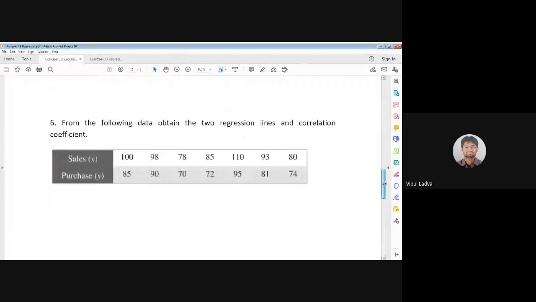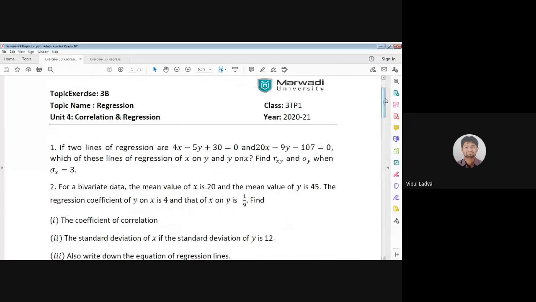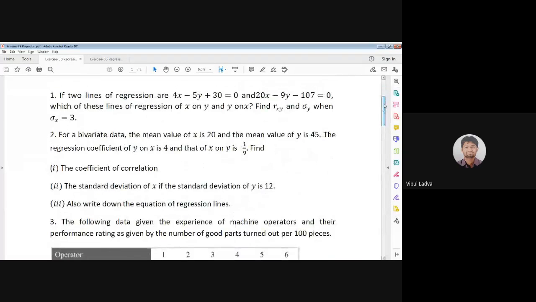In these questions, we are supposed to identify either regression lines or both the regression coefficients, or, if two different lines are provided, we are supposed to identify which of them is the regression line x on y and which of them is y on x. This kind of stuff is included in this exercise, and mark my words, this is very, very important.